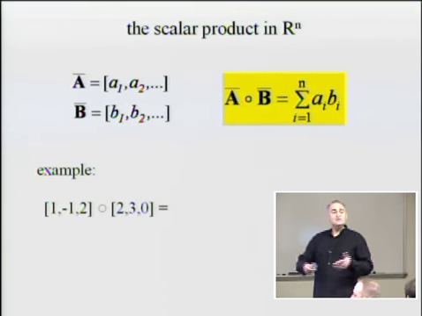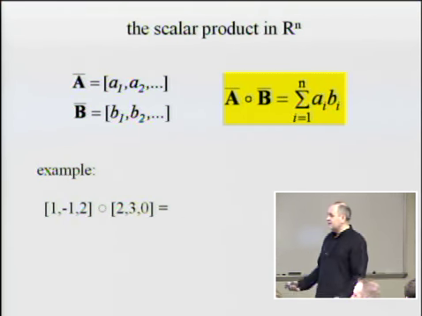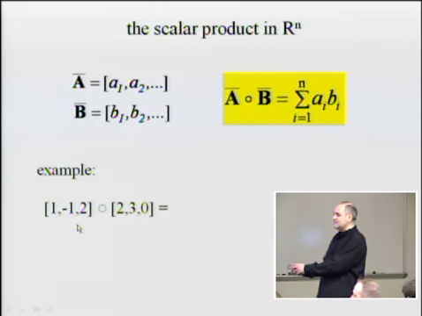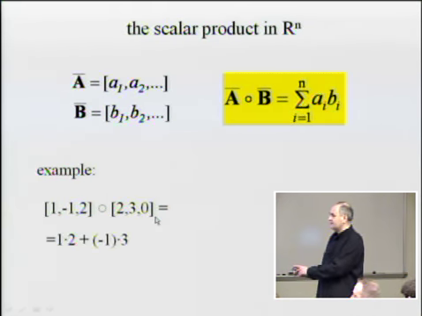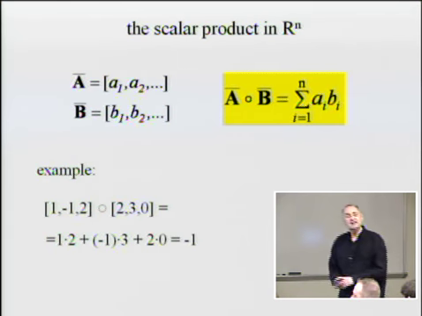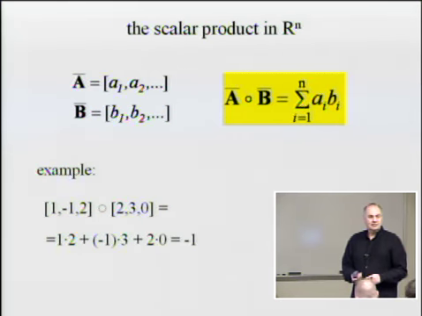Negative 1. Now we have to add those three products. So it will be 1 times 2 plus minus 1 times 3 plus 2 times 0. If we add all of that, we will get minus 1.